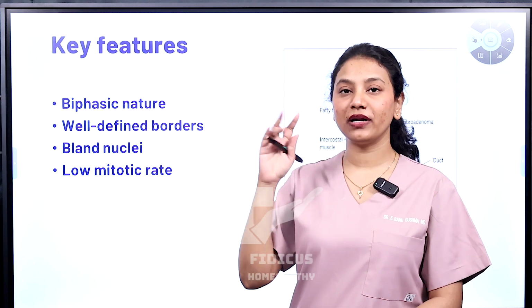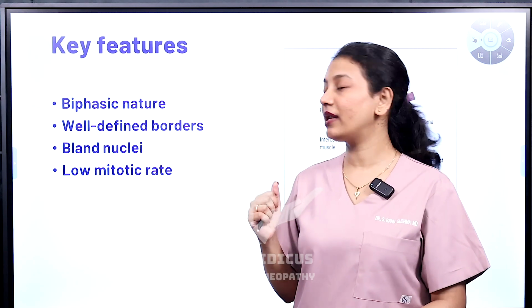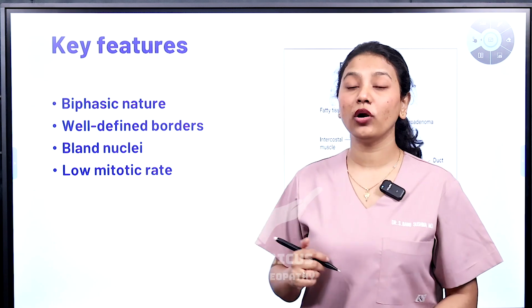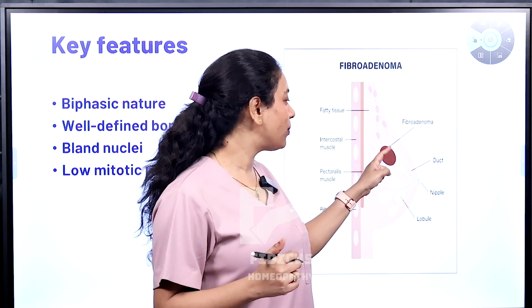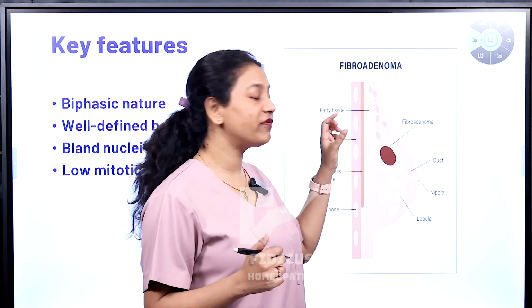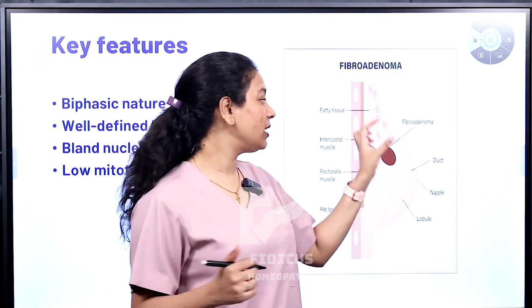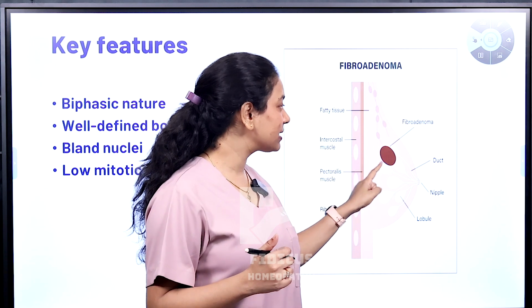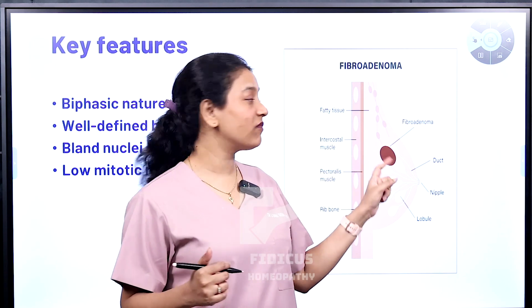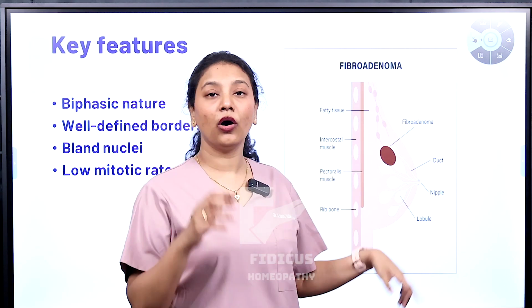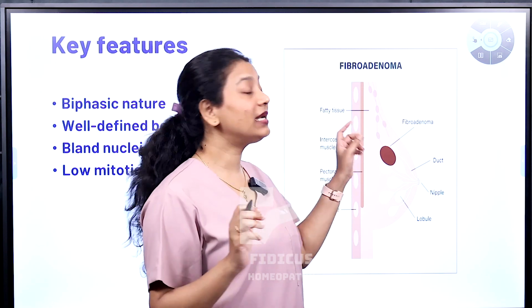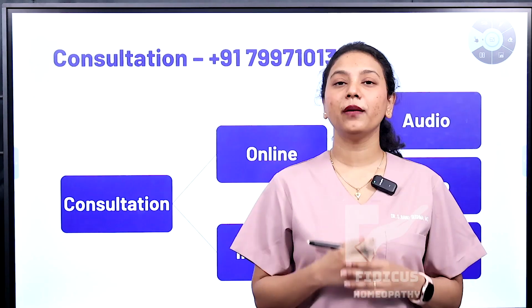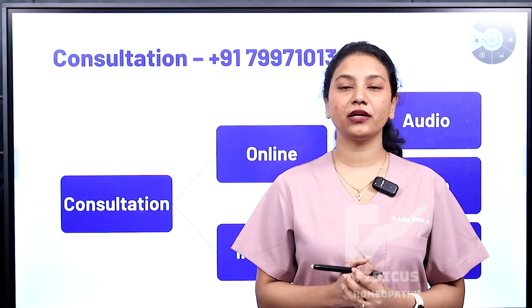Biphasic means two different types, stromal and epithelial cells, are involved. Well-defined borders are a characteristic feature of this fibroadenoma. Remember, if the borders are fine and well margined, then that is a characteristic feature of fibroadenoma. If the borders are not proper, or if you cannot determine the proper borders of it, it can be breast cancer.